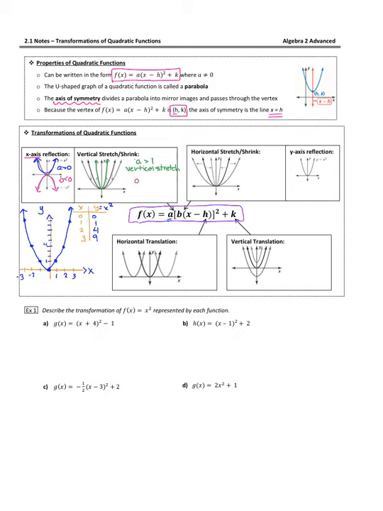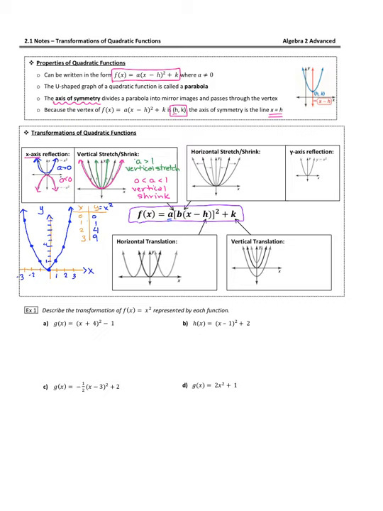If your a value is between 0 and 1, that's going to be a vertical shrink. So you'd be multiplying those y values by a fraction, which actually makes your graph a little bit wider here. It's going to shrink you closer to the x-axis as opposed to the stretch pulls you away from the x-axis.